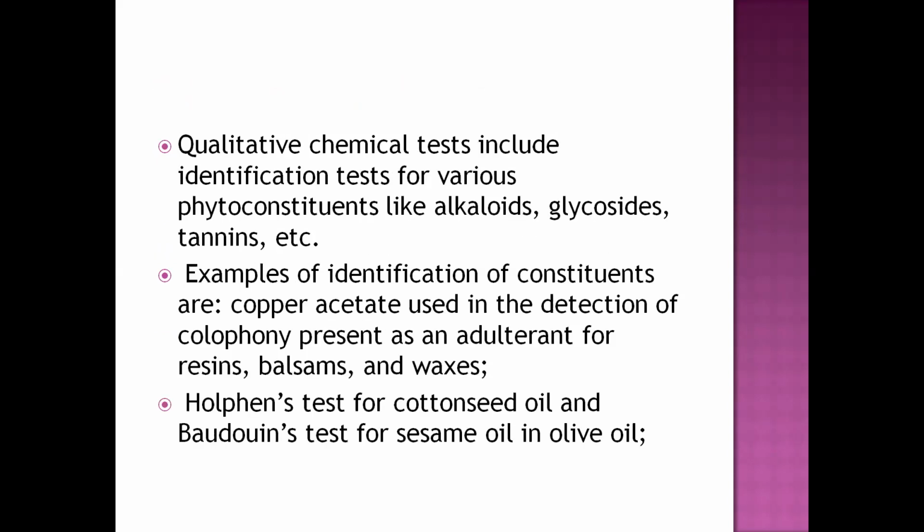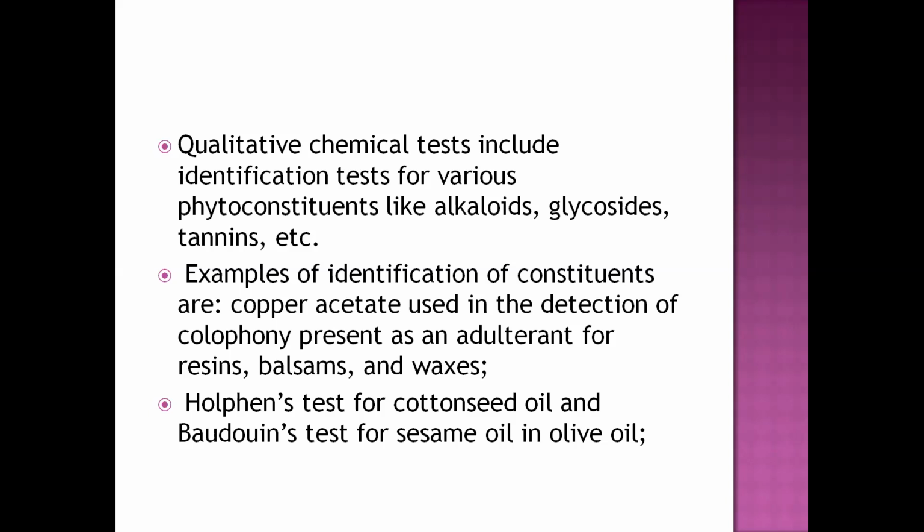So firstly, I'm going to discuss the qualitative chemical tests. What do you mean by quality? Quality means what type of chemical constituent your drug has, like alkaloids, glycosides, tannins. Now what are alkaloids? Alkaloids are basic substances, nitrogen containing substances.